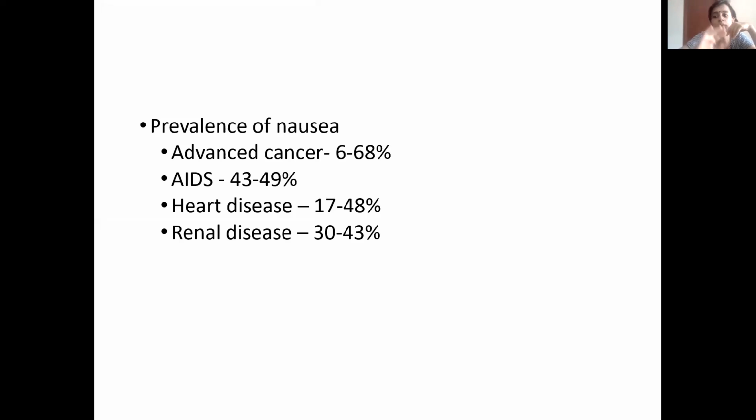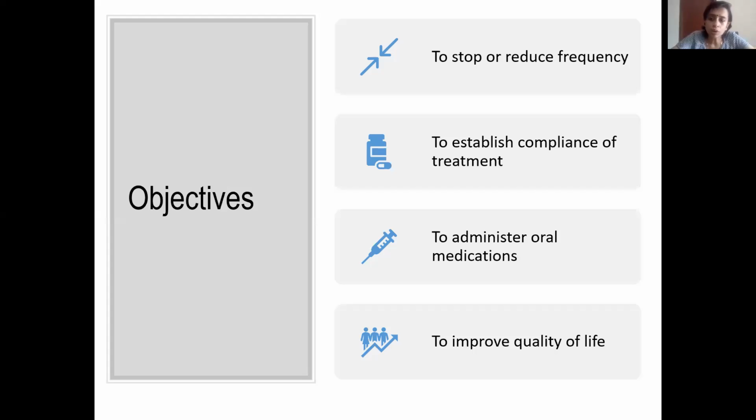We are talking about many other illnesses, especially during the end stage. We'll have a high prevalence of nausea and vomiting in palliative care patients. So what are the objectives of this treatment? What are we looking forward to? We try to stop the nausea and vomiting, but at least to reduce the frequency of nausea and vomiting.